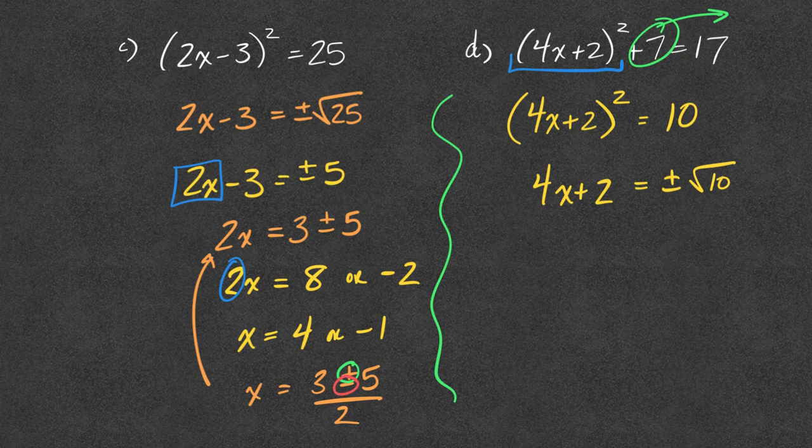Some of you guys might look at that and go, ooh, this one's uglier. And I might argue to you, it's actually easier when we can't calculate that square root. Let's watch. What would be my next step? Well, now I need to still isolate my variable term, which means I need to get rid of that plus 2. So I need to minus 2.